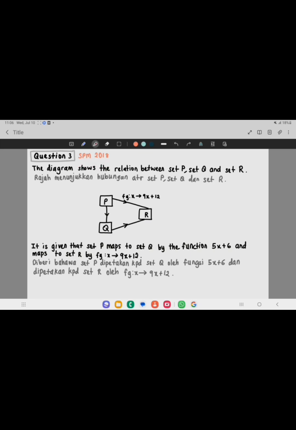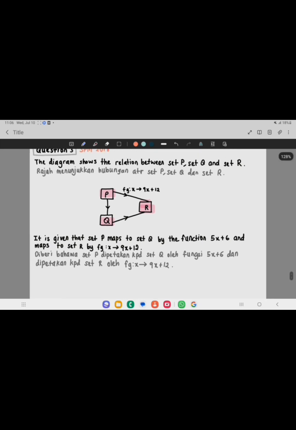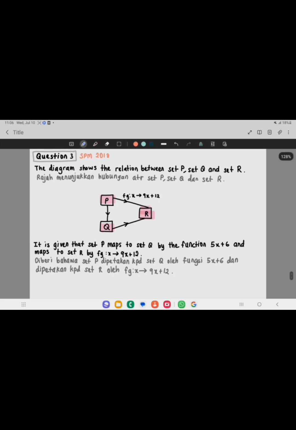The diagram shows the relation between set P, set Q and set R. Rajah menunjukkan hubungan antara set P, set Q and also set R. It is given that set P maps to set Q by the function 5x plus 6. Stop there, don't continue to read. So it is given that set P maps to set Q. Let me just highlight them. Set P maps to set Q by the function of 5x plus 6.